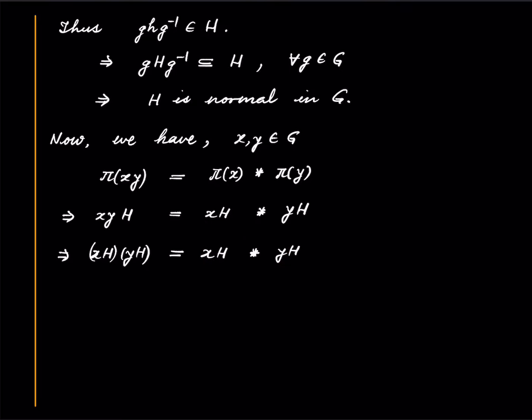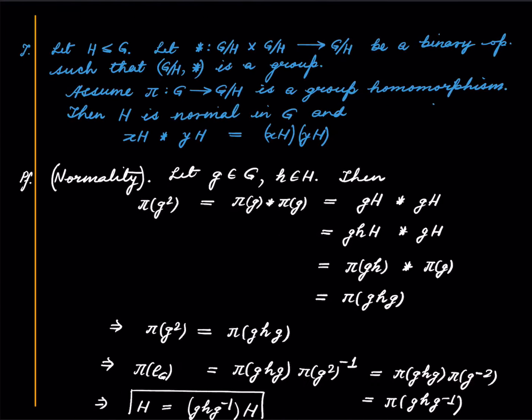So that proves it. If you have a subgroup of G with some group structure on the set of left cosets, such that this is a group homomorphism, we see that there is only one such group structure, if at all there is one, and that exists if and only if the subgroup is a normal subgroup. Okay, so that's the thing.